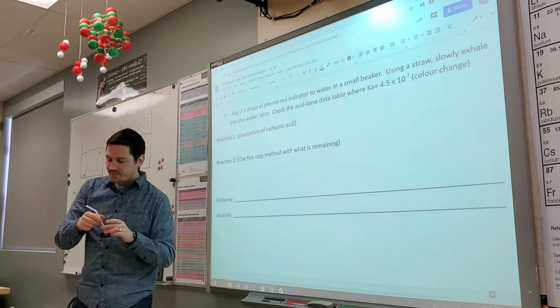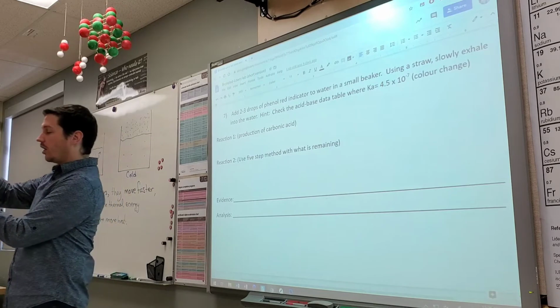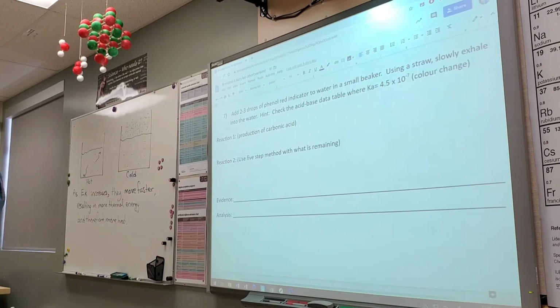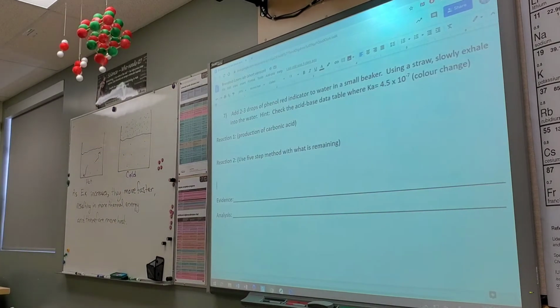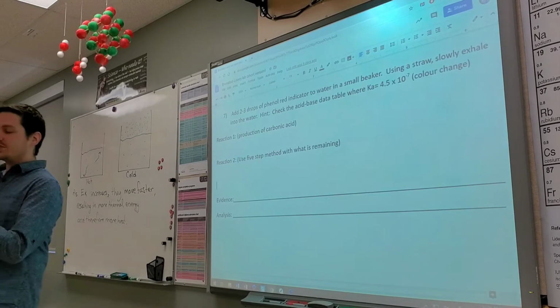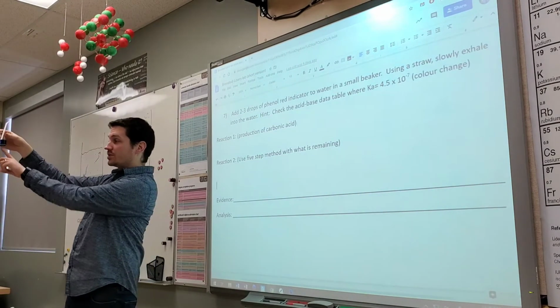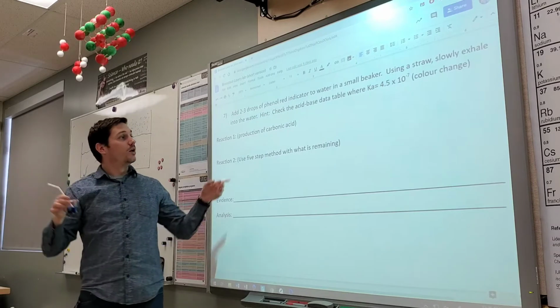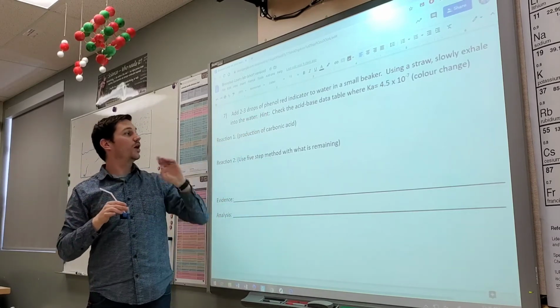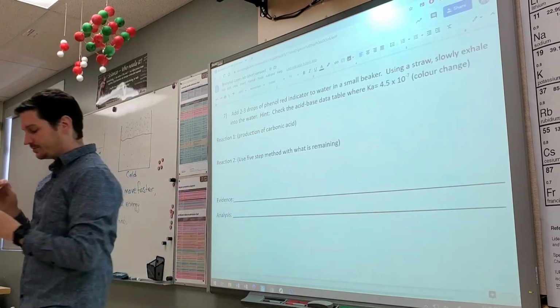Okay. So this is now no longer water. It's water and bromothymol blue and the base that we use to keep the bromothymol blue. Now, we're starting with blue, so that means this must be basic. What am I supposed to do? Using a straw, slowly exhale into the water.